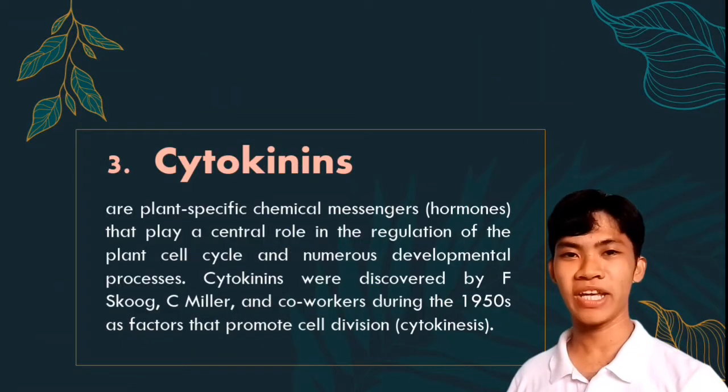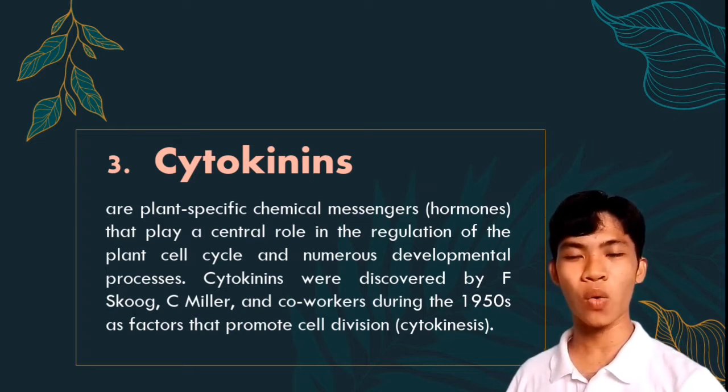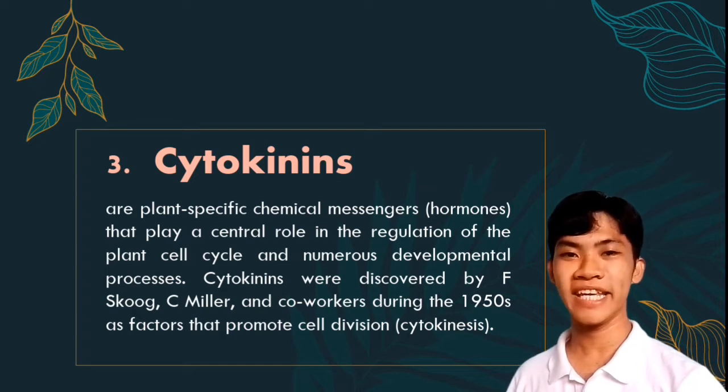Third is cytokinins. Cytokinins are plant-specific chemical messengers that play a central role in the regulation of the plant cell cycle and numerous developmental processes. Cytokinins were discovered by F. Skoog and co-workers during the 1950s as factors that promote cell division. The word cyto means cell, while kinins means division.